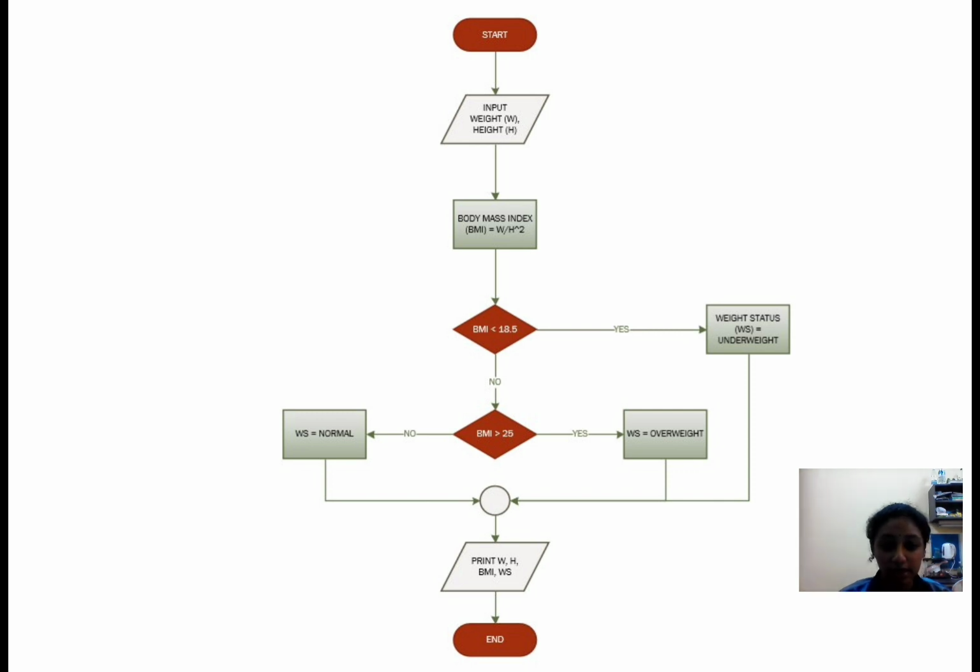Next, I've used a diamond-shaped symbol, which is a decision symbol. It represents a decision or a branching point. The lines coming out from the diamond indicate different possible situations, leading to different sub-processes.